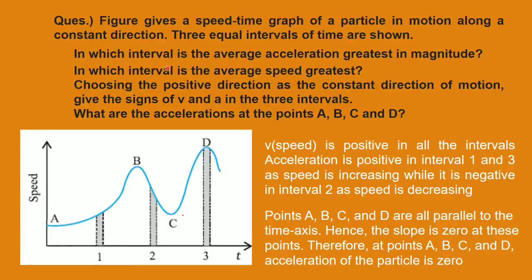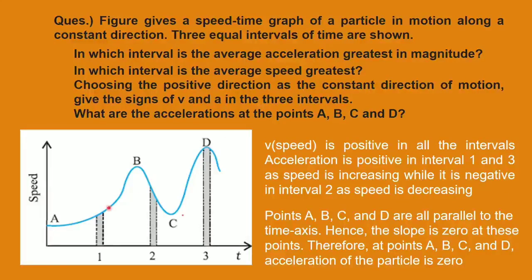Next question. Now they are giving you a speed time graph. Similar question, you have to see the slopes. In which interval is the average acceleration greatest in magnitude? Because the slope of the speed time graph will give you acceleration, that is known to you. The slope of the position time graph gives you speed or velocity. The slope of the speed time graph gives you acceleration. So again you have to see the slopes. In which case is the slope more now? Second interval. In which time interval is average speed greatest?